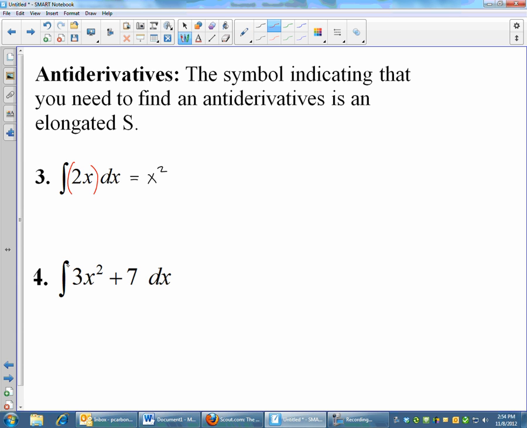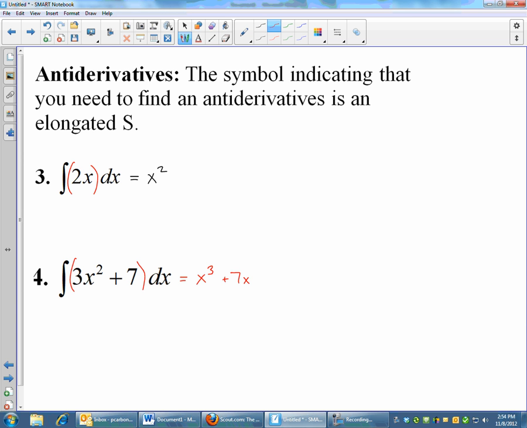And the same thing for number 4 down here. The antiderivative, and you heard me say integral a second ago. This is also called integrating. The antiderivative, the integral of 3x squared plus 7. Well, the derivative of x cubed is 3x squared, and the antiderivative of 7 would be 7x.